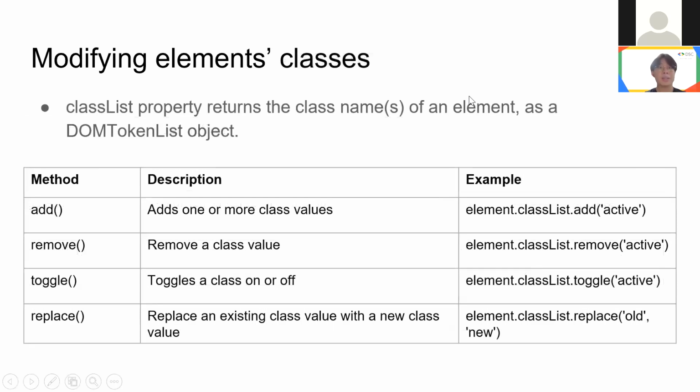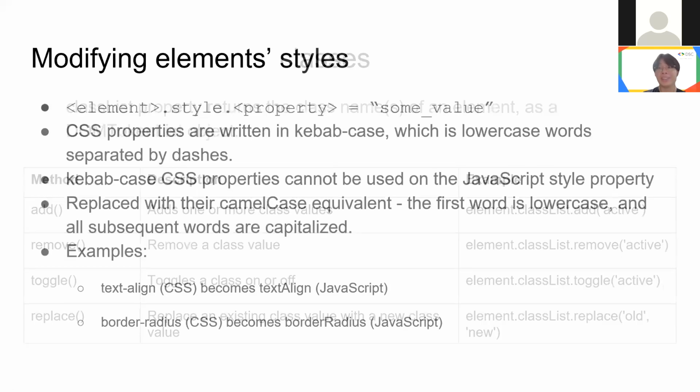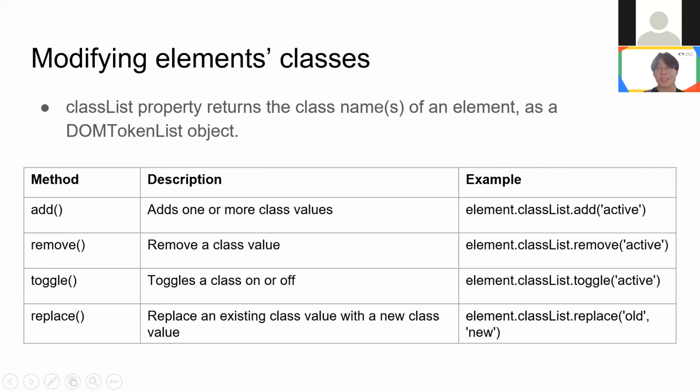Okay, next one. I can also modify the element's classes by using the property called classList, which returns the class names of an element. It returns a list of all the classes. So if there's only one, you get one object in the list. It's similar to an array in programming languages. After that, if you call classList, you also have access to all of these methods over here, which are add, remove, toggle, and replace.